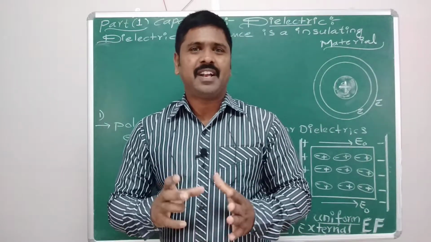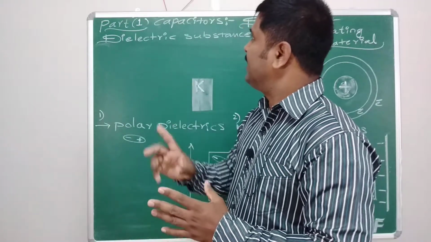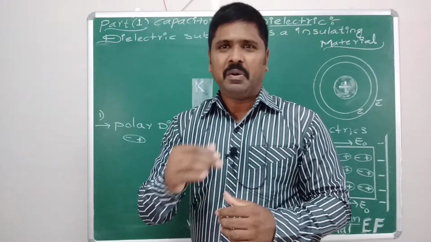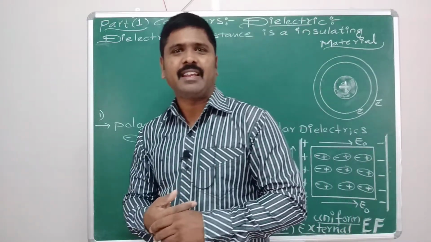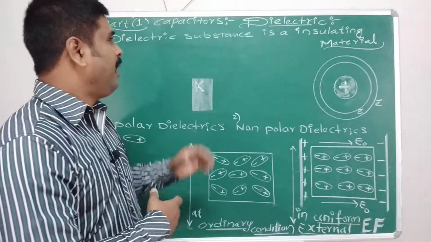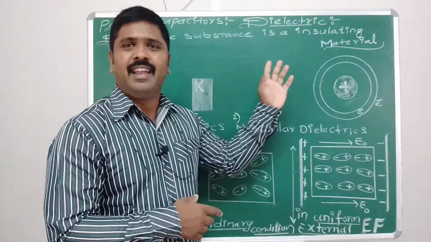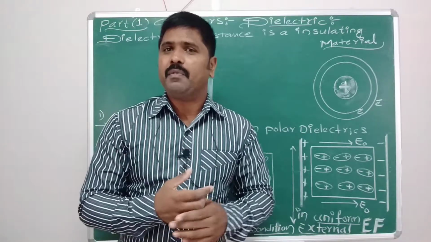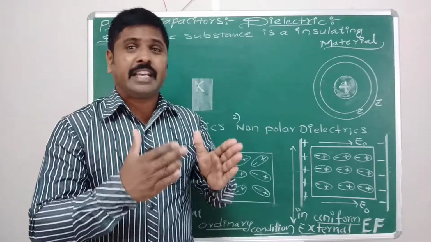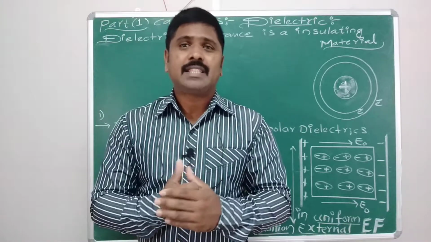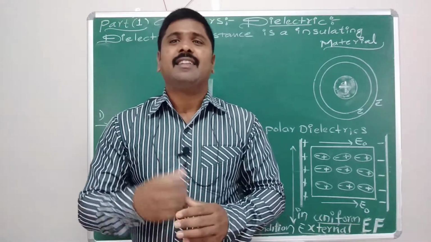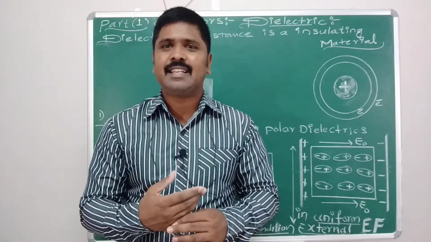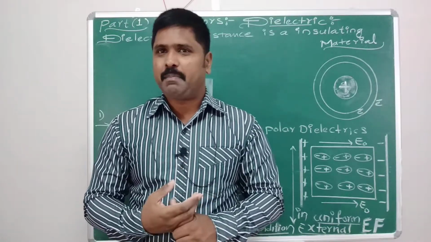Today I will start from part 1, that is capacitors. In this I want to explain first the dielectric substance. Dielectric substance is an insulating material, so dielectrics are very useful. When a dielectric is placed between the plates of a parallel plate capacitor, the capacitance increases. How the capacitance increases, we will discuss step by step.